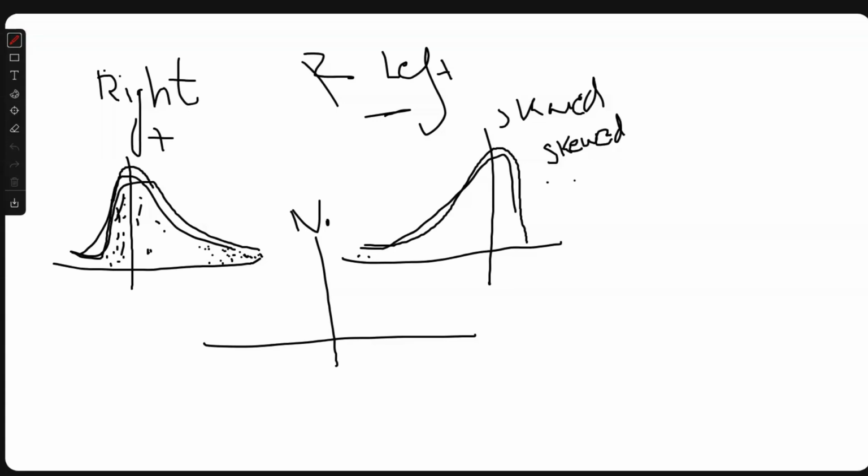So let's see the visualization of data distribution. Visualizing the data distribution: a histogram shows the frequency of values in bins.